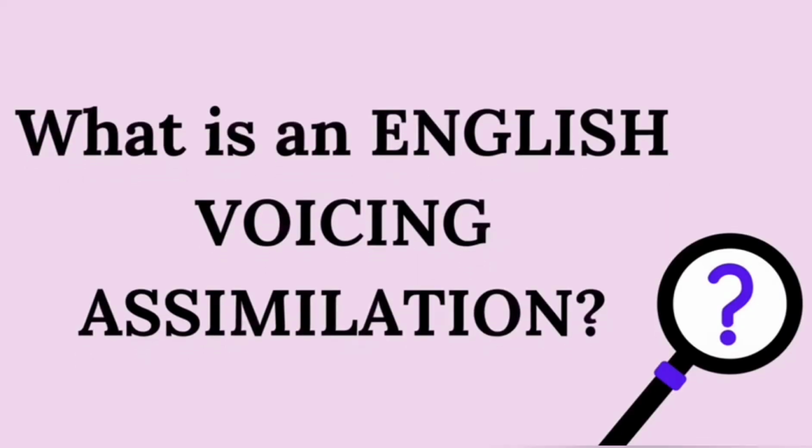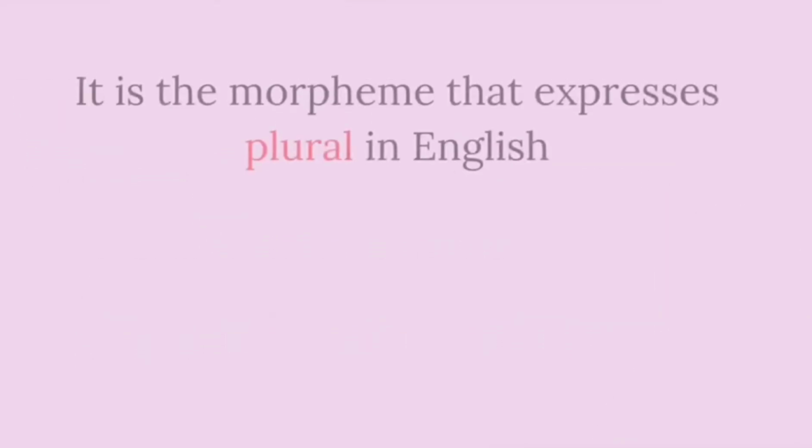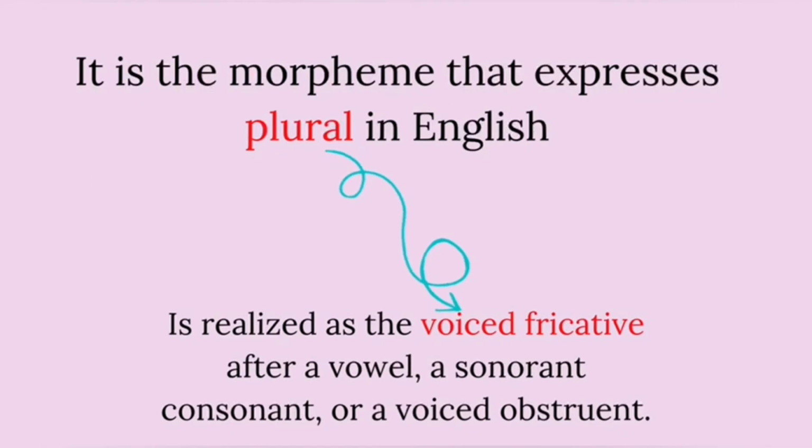What is English voicing assimilation? It is a morpheme that expresses plural in English and is realized as the voiced fricative after a vowel, a sonorant consonant, or a voiced obstruent.